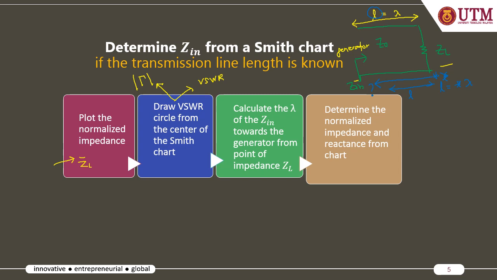Okay, lastly, you'll plot the point of Zin on the Smith chart, and then you need to calculate the real input impedance value, because from the Smith chart you'll get the normalized value, so don't forget to get the real value by multiplying with the characteristic impedance.